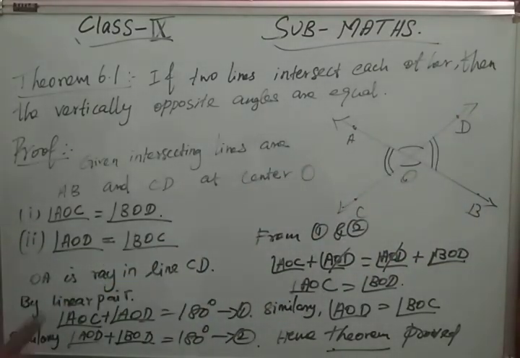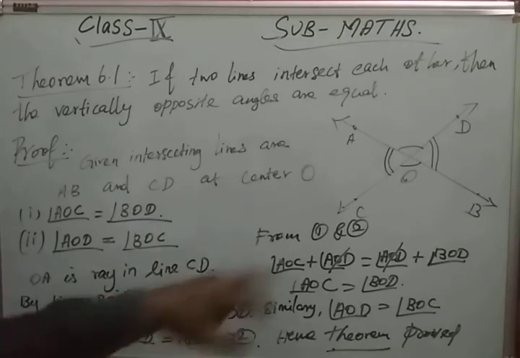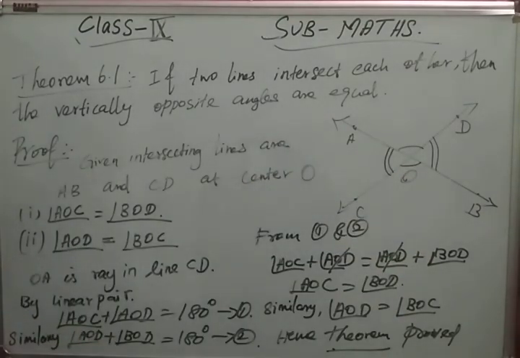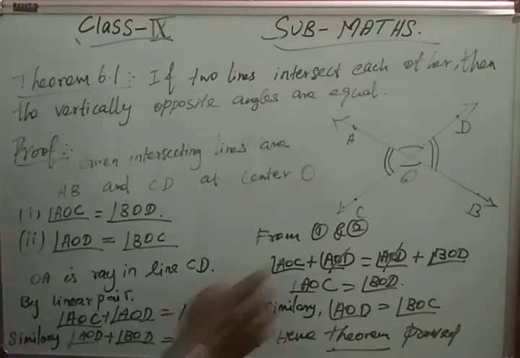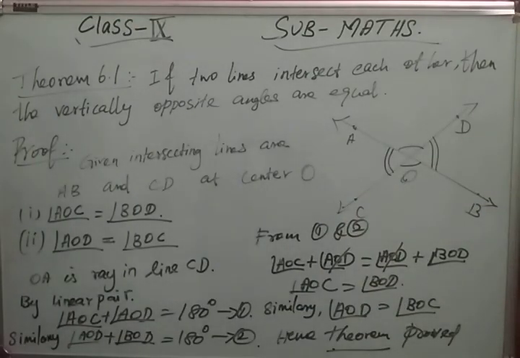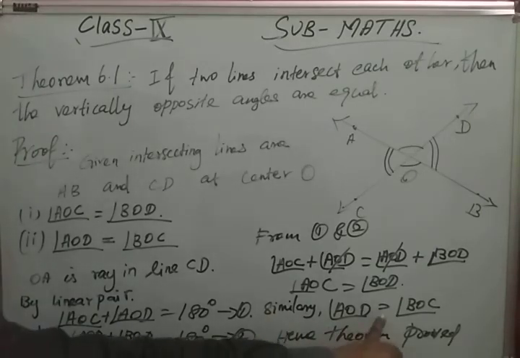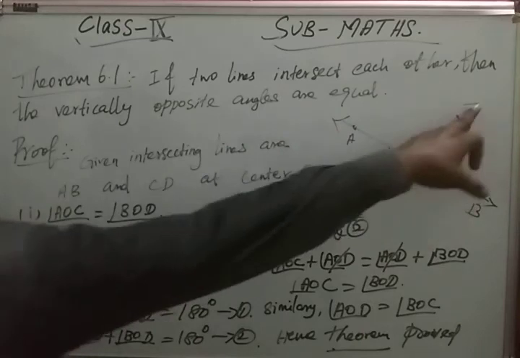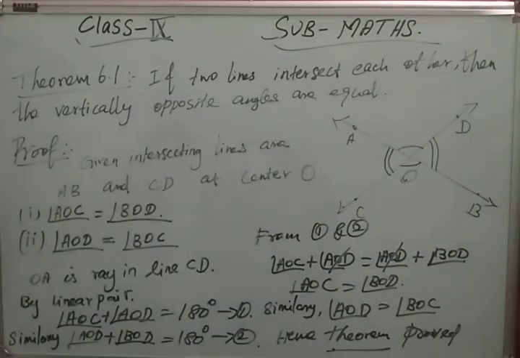For that, first we have taken OA as a ray on line CD. By linear pair, AOC plus AOD is equal to 180 degrees. Similarly, AOD plus BOD is also a linear pair, that is 180 degrees. So from 1 and 2 we got AOC is equal to BOD. Similarly, we can find AOD is equal to BOC also. Hence the theorem is proved.